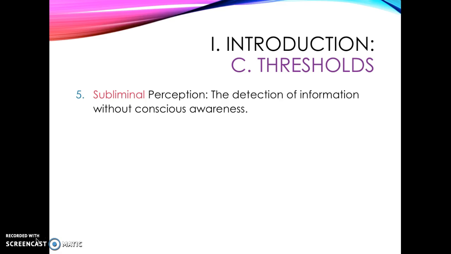Now, another type of threshold which is interesting and discussed is called subliminal perception. This is the detection of information without conscious awareness. Why this is interesting is because it's actually not strong enough for us to recognize it, in the sense that we have a threshold for something to be consciously aware of. But the subliminal perception is not strong enough for us to be consciously aware. So it doesn't hit that threshold, but it still somehow gets processed.